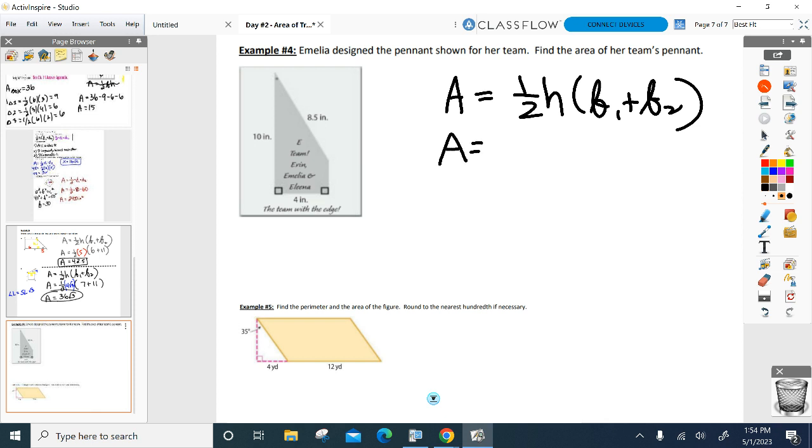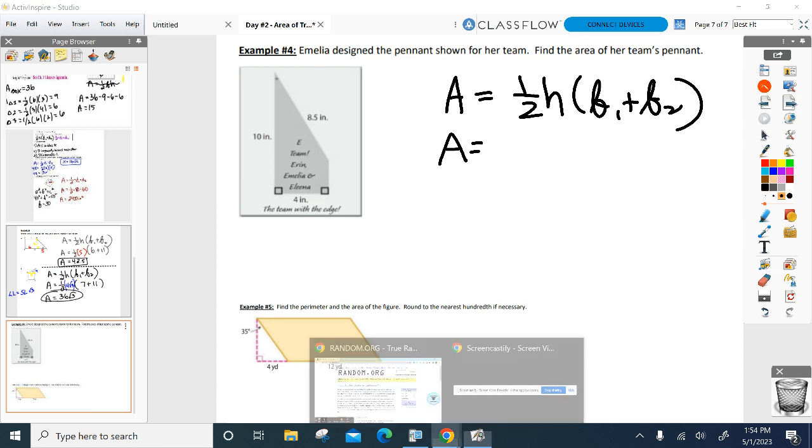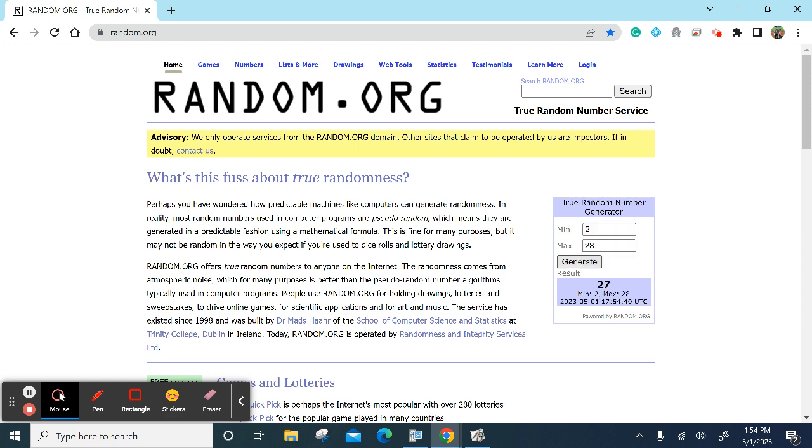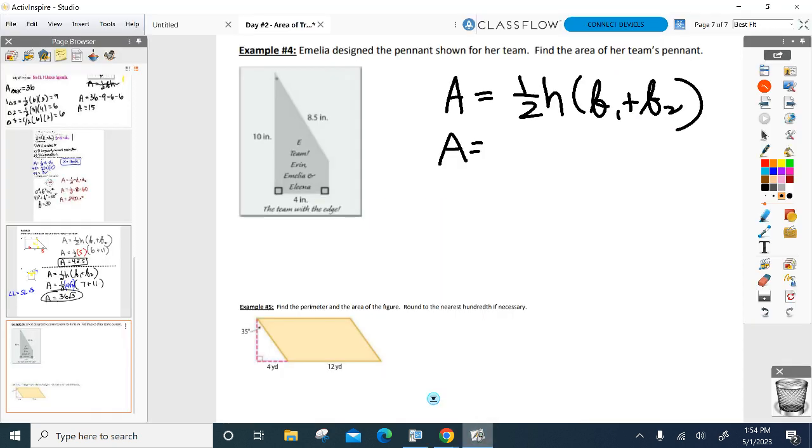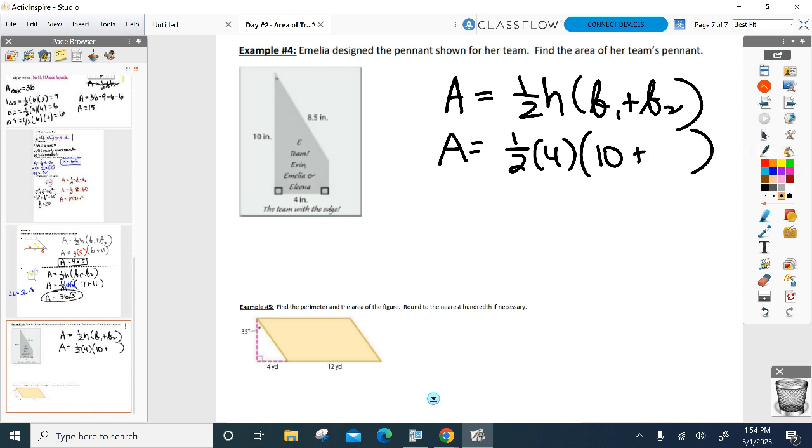What did I give you here already? I already spotted you a couple values. What values can you automatically plug into the formula? Height, 4, right? Everyone sees the height is 4. Anything else, Andre? 10 for one of the bases. So it looks like we got to find the other base.